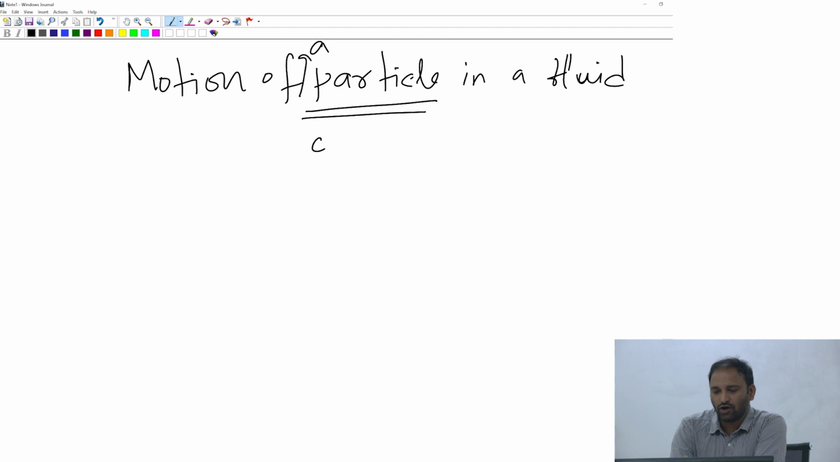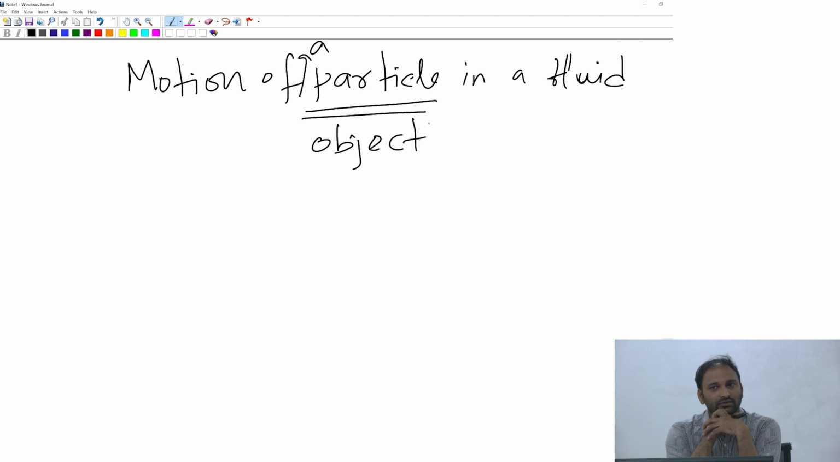We're going to talk a little bit about motion of a particle in a fluid. When we look at this title, motion of a particle in a fluid, do you come across cases where you see motion of particles in a fluid? I'm talking about a particle, but in a general sense, it could be an object, it could be any object. Can you think of examples where you come across motion of objects in a fluid?